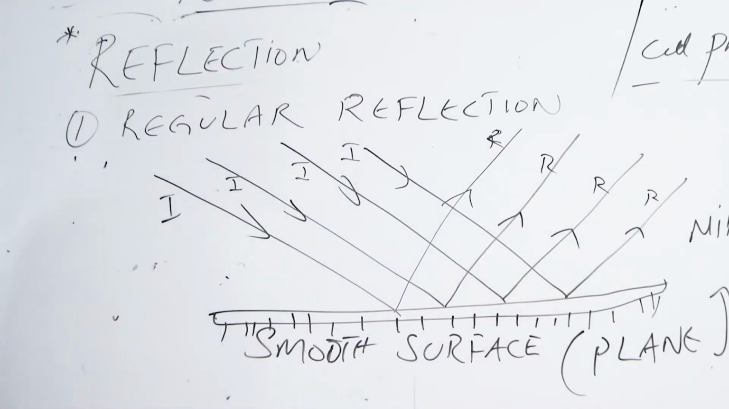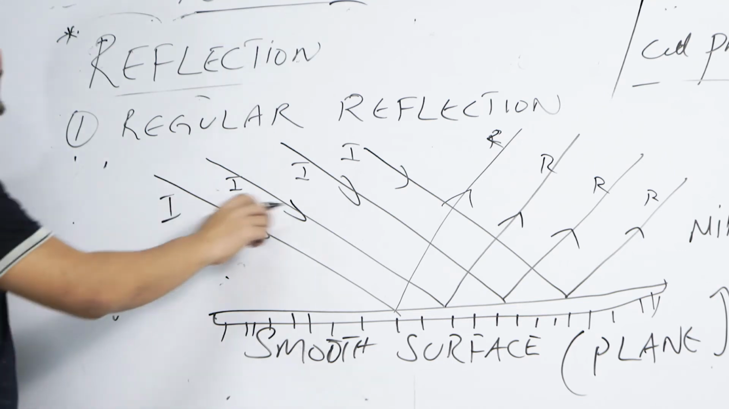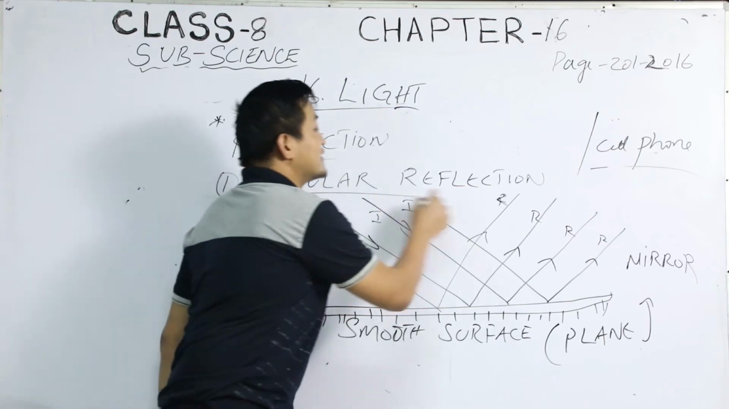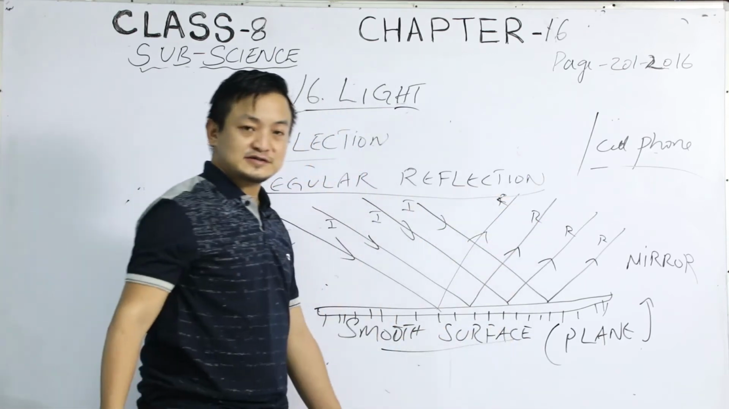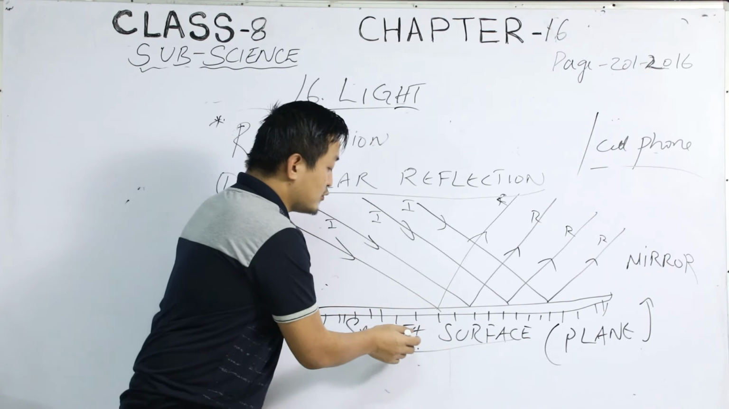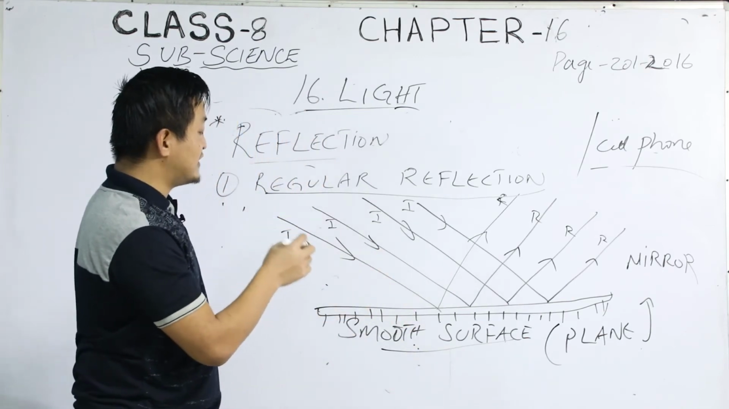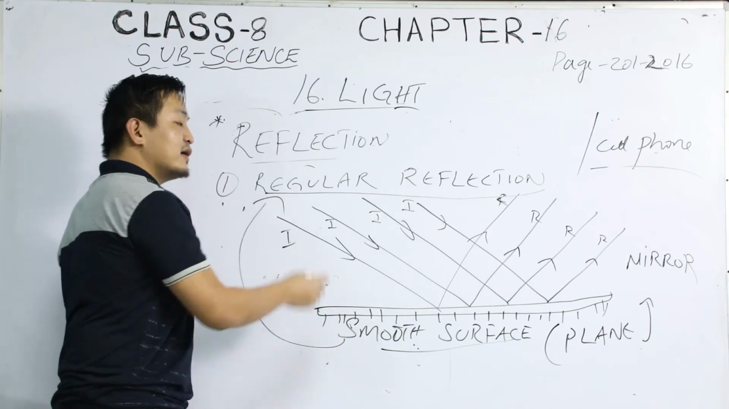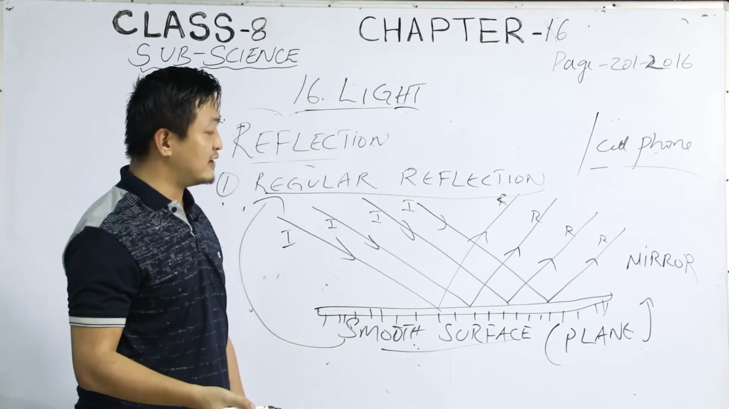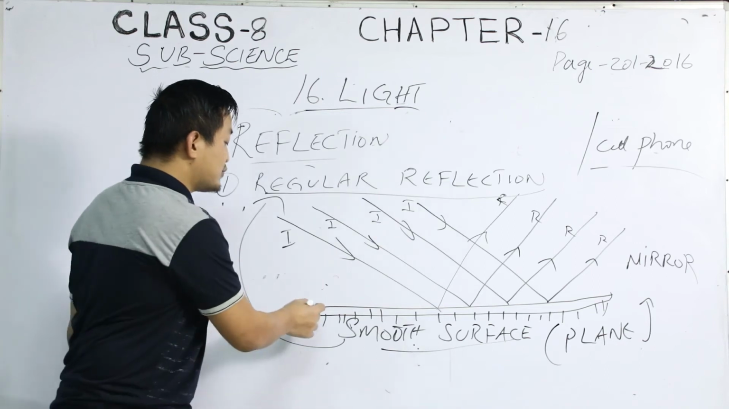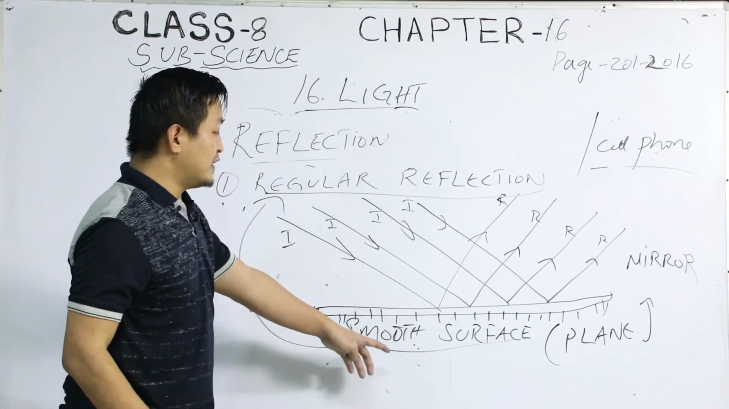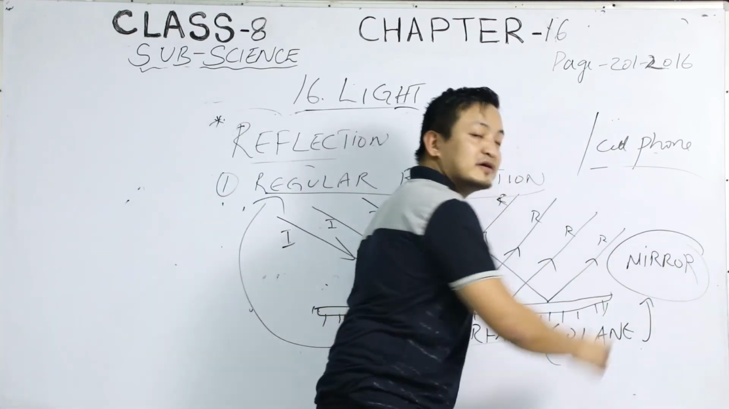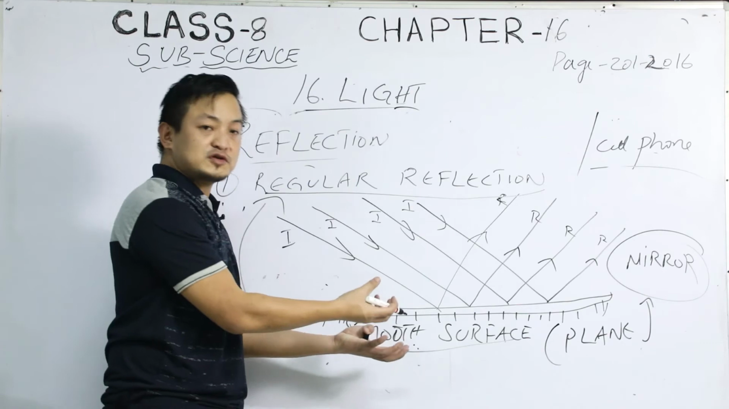Now see, students, what you can observe here is they are all parallel, right? Why? Because they are falling on a smooth surface. When light rays fall on a smooth surface, that is an example of regular reflection. Clear? Regular reflection. And that is only possible on a smooth surface, the most common example being a plane mirror, because it can reflect most of the light.